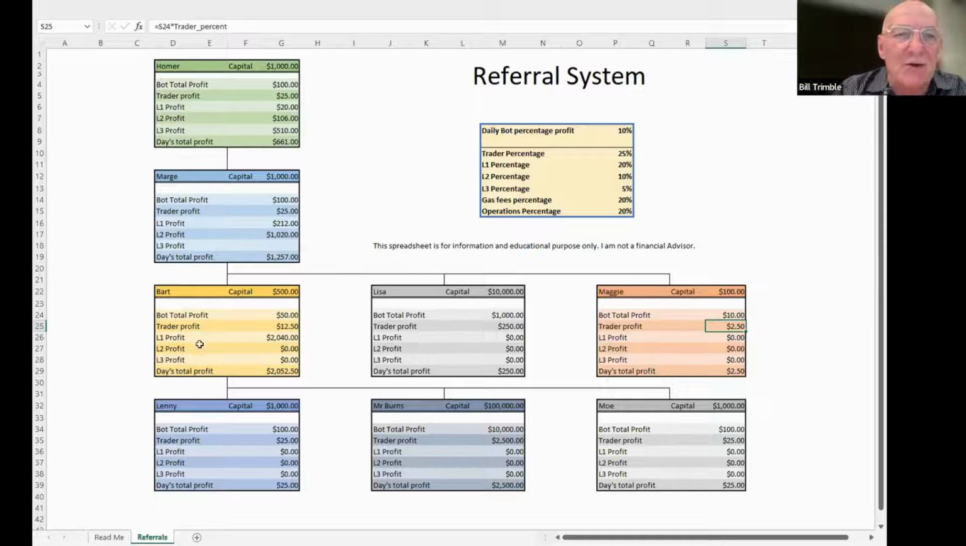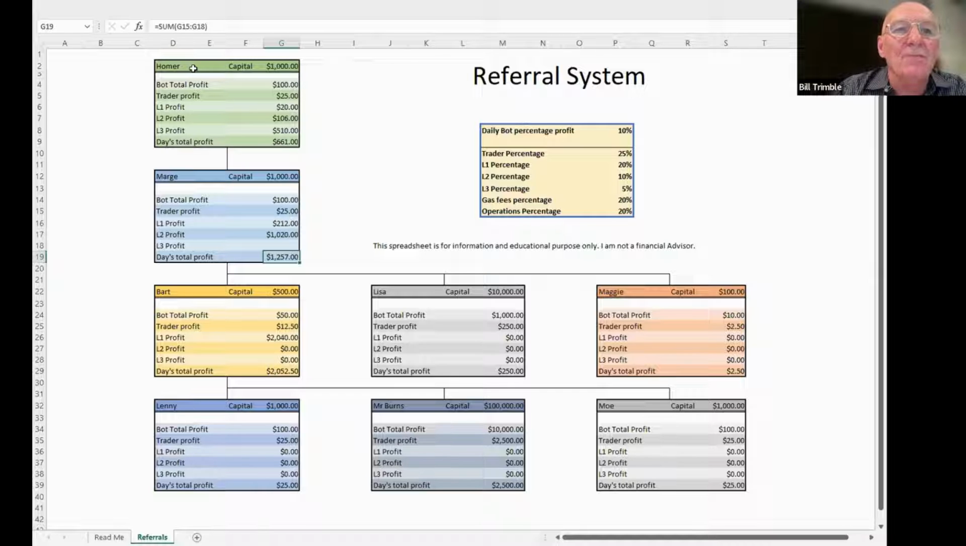But because all these people are down here now, look at Marge. Marge put 1,000 in. The bot made $100 for her. She got $25 in her trader profit, which is 25% of 100. Level 1, 20% of this level 1 down here, so she got $212. Level 2, she only gets 10% of level 2, but because Mr. Burns is down there, she made $1,020 on her level 2. So the day's total profit for her was $1,257, which is more than she put in. So you can see it's really good to share.